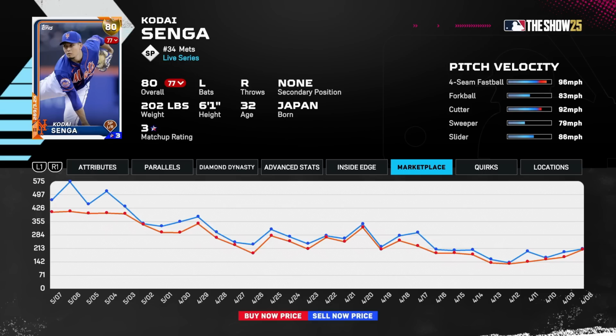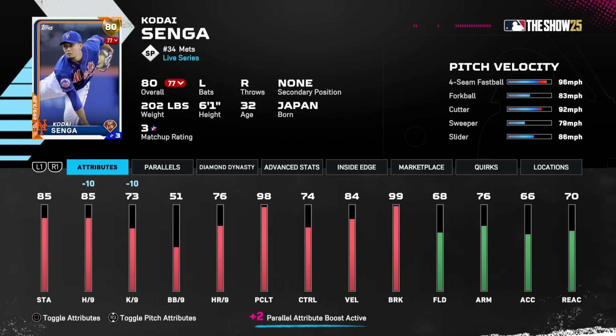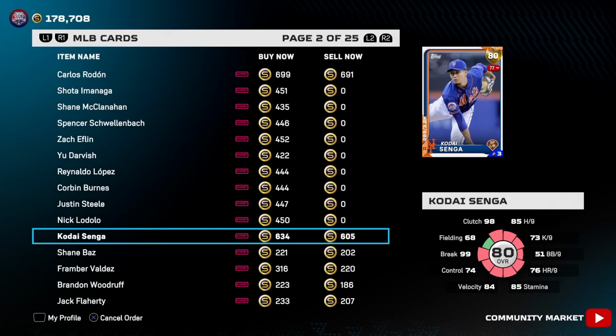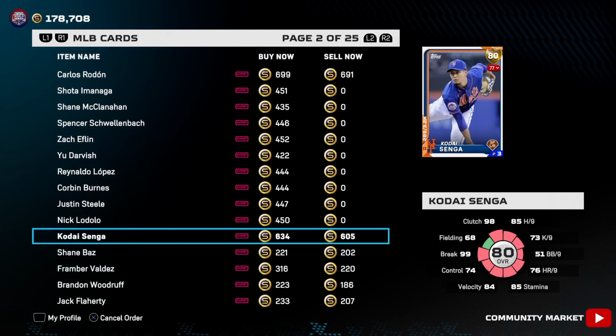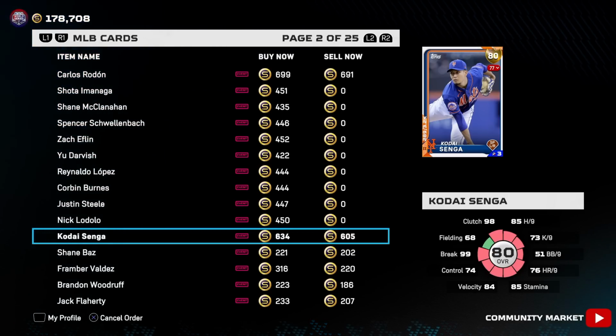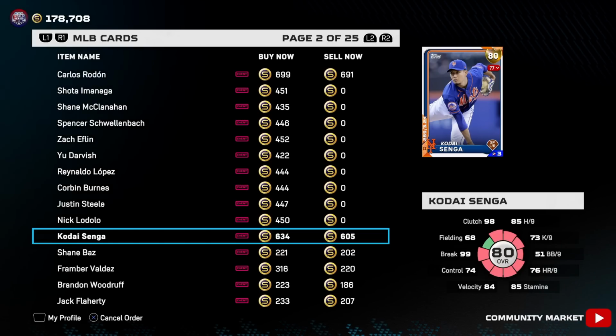Now, in the real world, the world that I live in, Kodai Senga gave up 5 walks. He's cooked. Honestly, was it a good start? Probably not. In real life, yes. In this game, his walks per 9, 5 walks in 6 innings, it's trash. However, as a pitcher flip, if you bought in near quick sell, you now just made 50% profit in one day. So this is the best money making method there is, man.